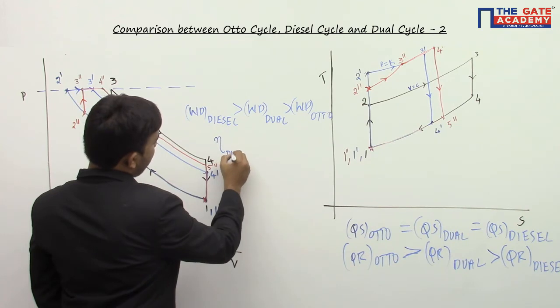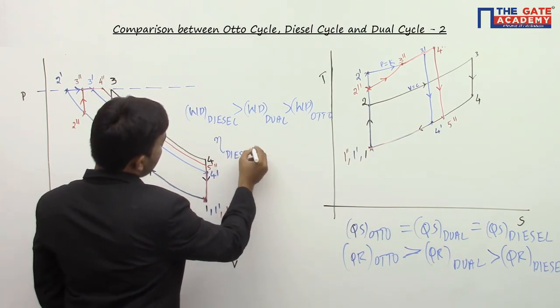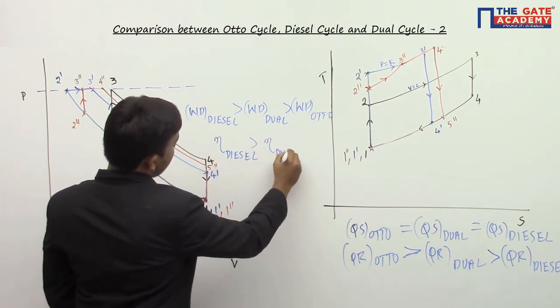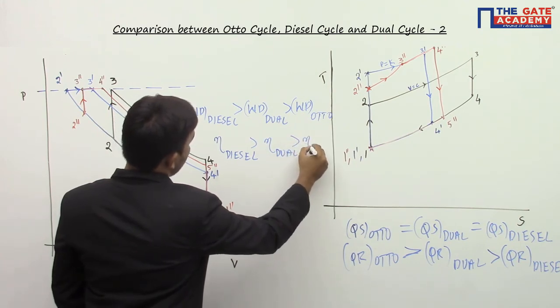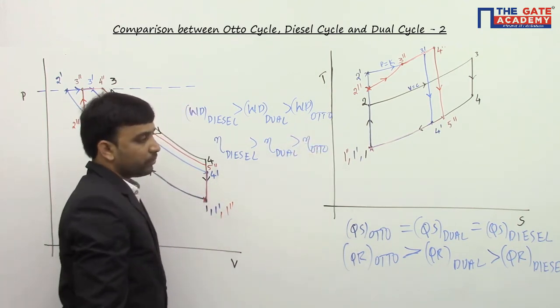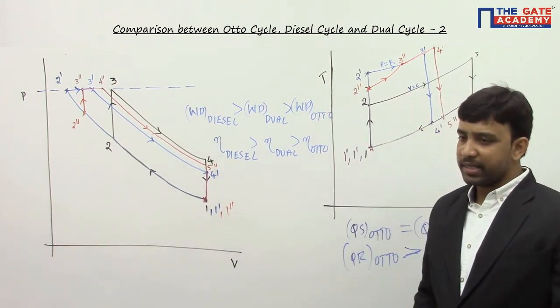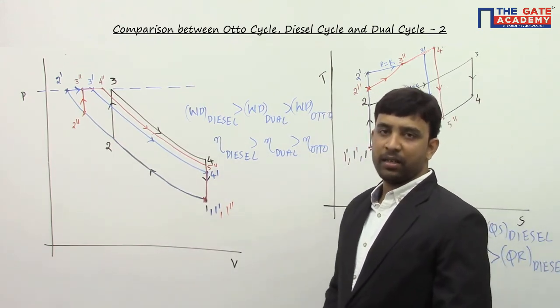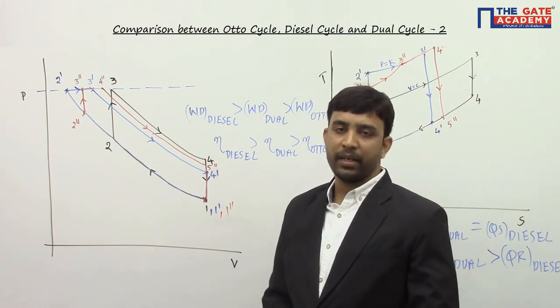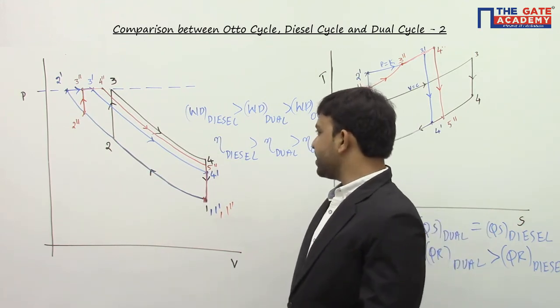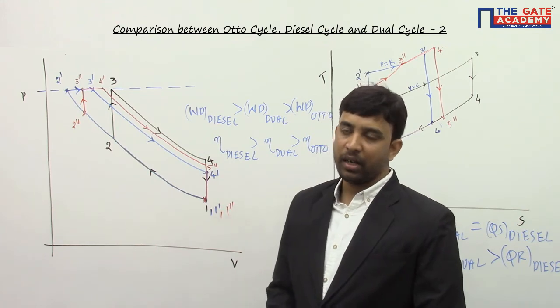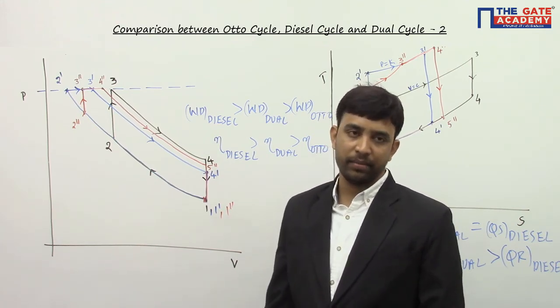Therefore, I can say the efficiency of the diesel cycle is more than the efficiency of the dual cycle, which is more than the efficiency of the Otto cycle. When all the cycles are subjected to the constraints that maximum pressure is the same and heat input is the same, the diesel cycle will give maximum efficiency and the Otto cycle will give least efficiency.